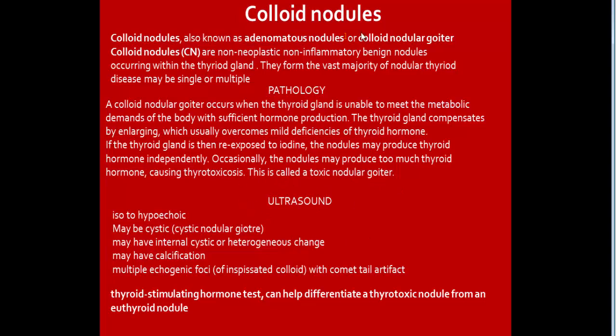Ultrasound appearance of colloid nodule: iso- to hypoechoic, may be cystic, nodular goiter, may have internal cystic or heterogeneous change, may have calcification, may have multiple echogenic foci, precipitated colloid with comet tail artifact. Thyroid stimulating hormone, TSH, can help differentiate a thyrotoxic nodule from a euthyroid nodule.